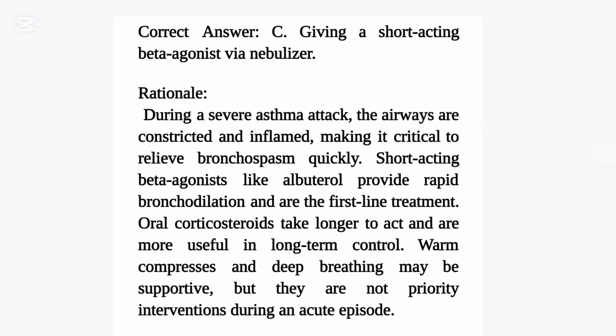Rationale: during a severe asthma attack, the airways are constricted and inflamed, making it critical to relieve bronchospasm quickly. Short-acting beta agonists like albuterol provide rapid bronchodilation and are the first-line treatment. Oral corticosteroids take longer to act and are more useful in long-term control. Warm compresses and deep breathing may be supportive, but they are not priority interventions during an acute episode.